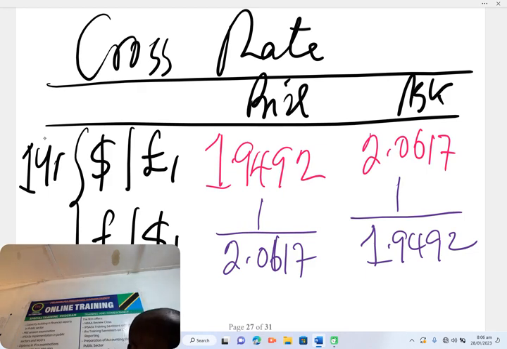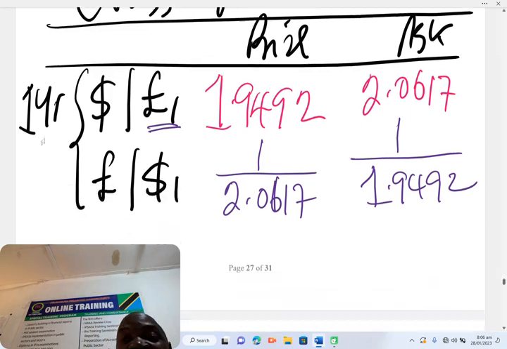Anasema determine 1 year forward percentage bid spread on pound. On the pound against dollar. Manake sasa alikuwa anauliza when pound is being traded, si ndio? Tafuta spread kwanza, lakini pia percentage.